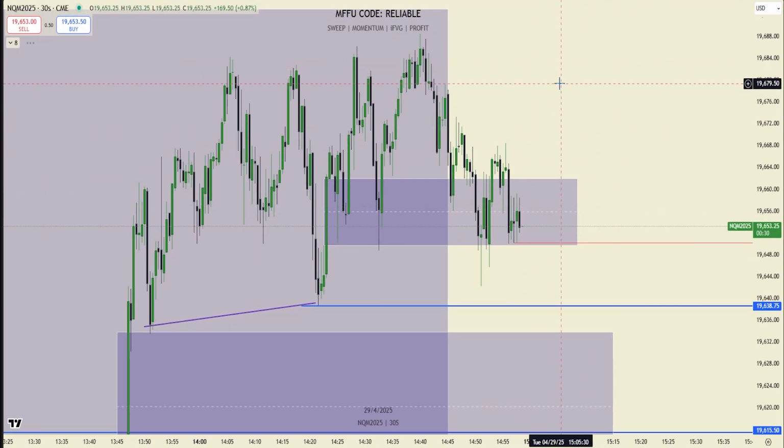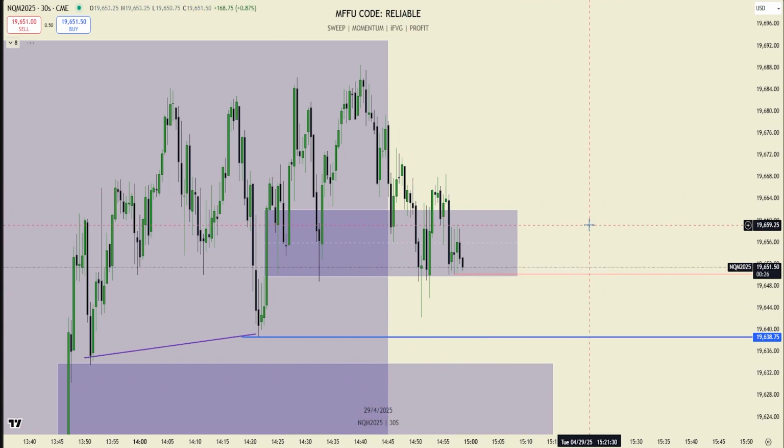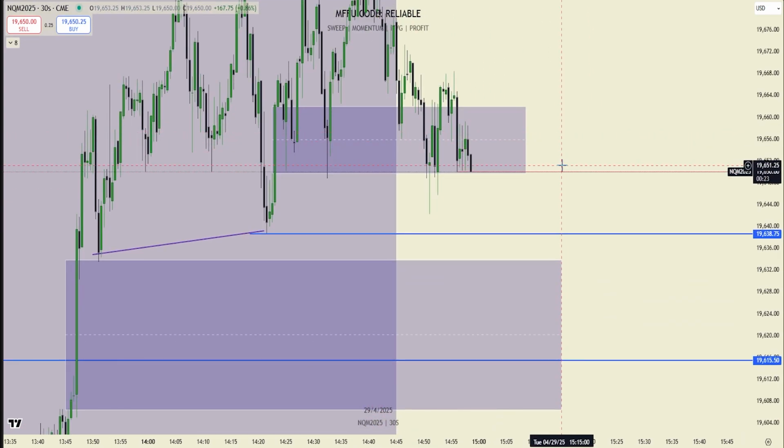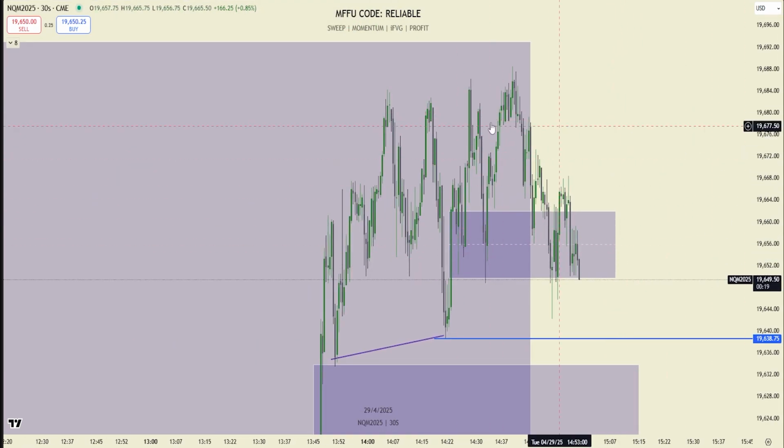Like I said, the only way I would get in a short here is if we came up and took the high and then reversed and got like a V shape, or if we got a long from the low. That's the only way I would take a trade. I wouldn't take a trade in the middle of this. Market maker sell model, market maker chop model.